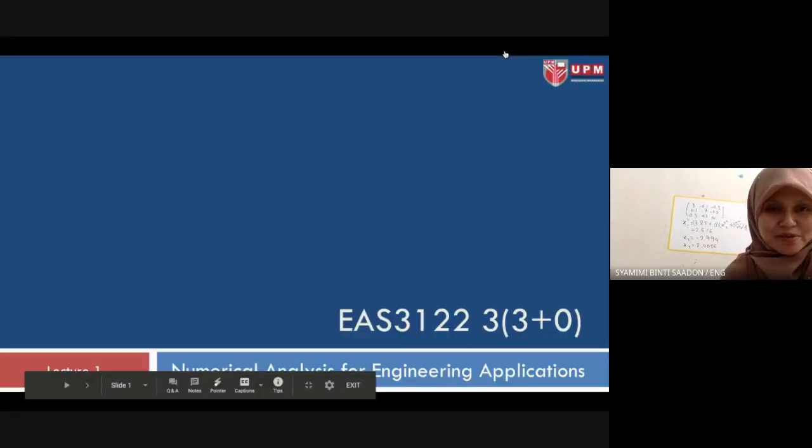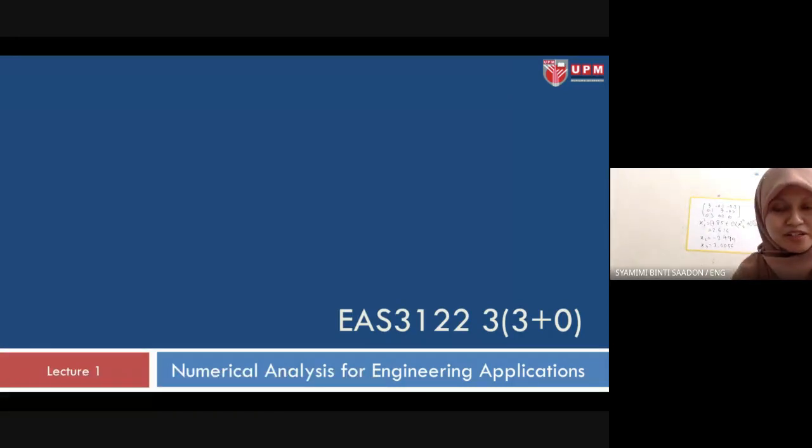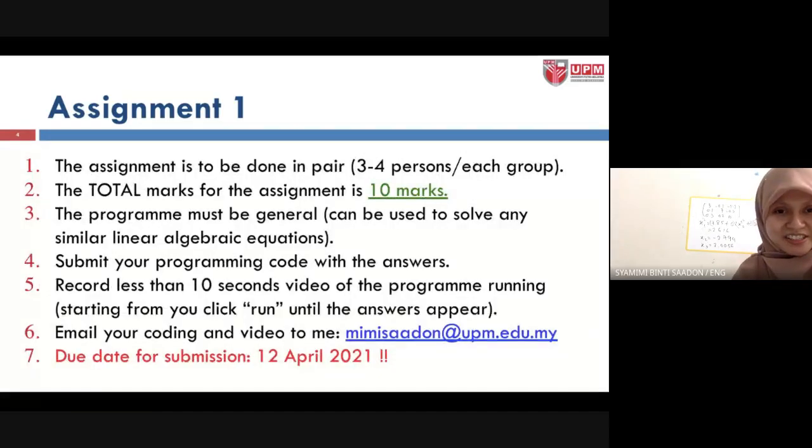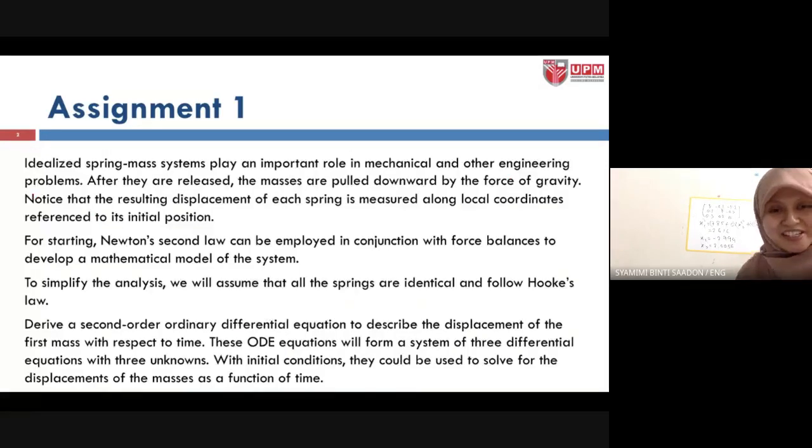Okay. So I will upload this assignment later on in Putra Blast. So this is your first assignment. Okay, the instruction is okay. This is the question first. Later on I'll show you the instruction.